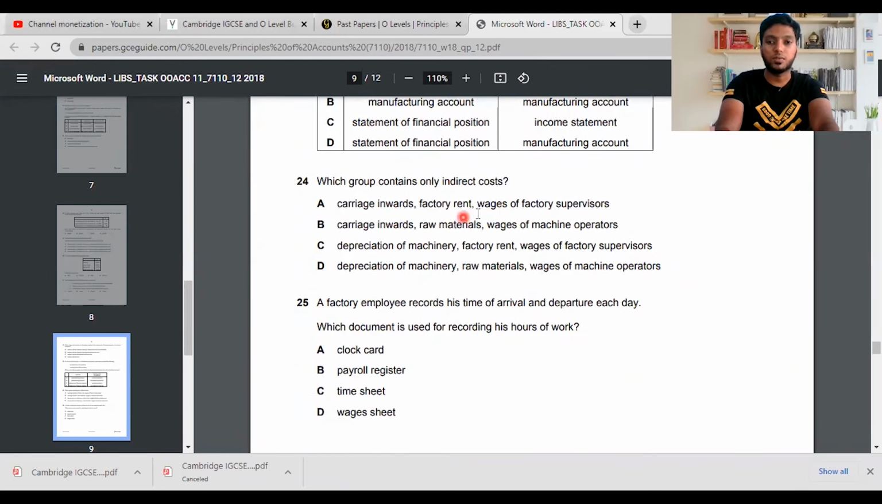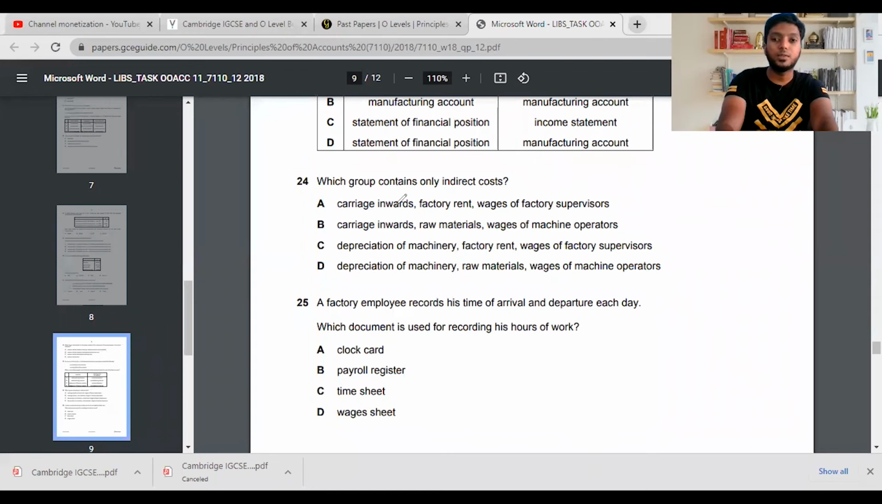Carriage inwards, factory rent, wages of factory supervisors, carriage inwards, raw material, wages of machine operators, depreciation of machinery, factory rent, wages of factory supervisors, depreciation of machinery, raw material, wages of machine operators. One thing you need to understand from this part is the direct cost and the indirect cost, first of all, when you're doing this type of sum.